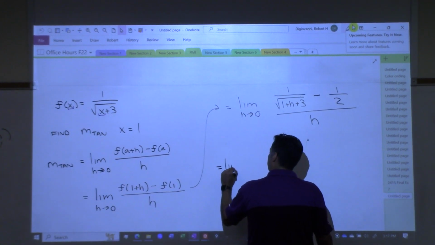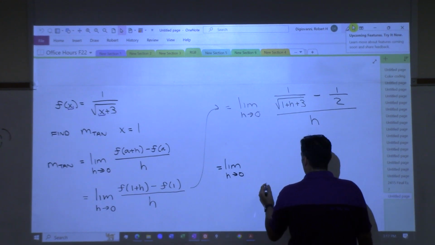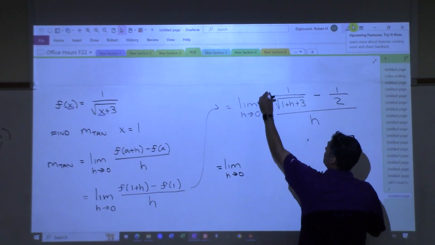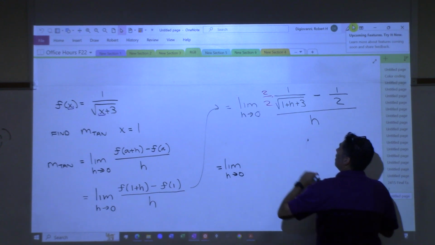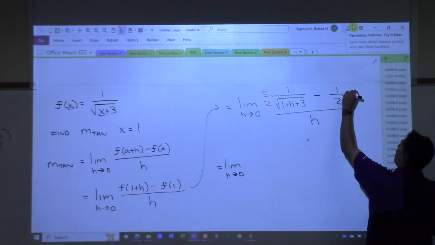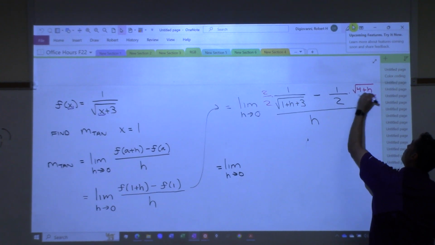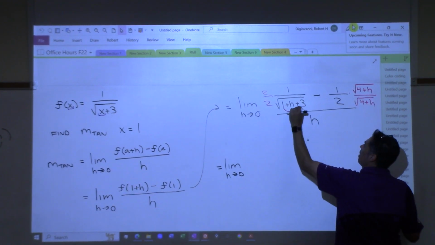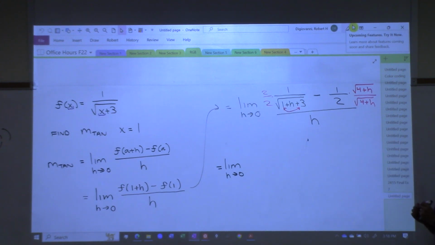So limit, h goes to 0. All right, moving quicker here through this. I got 2 over 2 there. Here I've got root 4 plus h, root 4 plus h. That's just because, I mean, that's what this is, right? The 1 plus 3 is 4, so that's really a 4 plus h there.